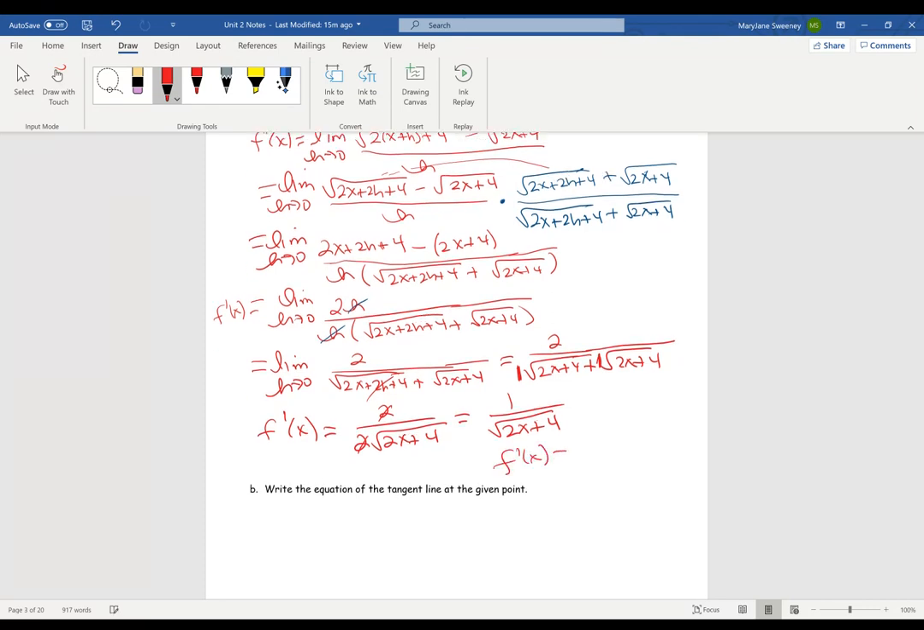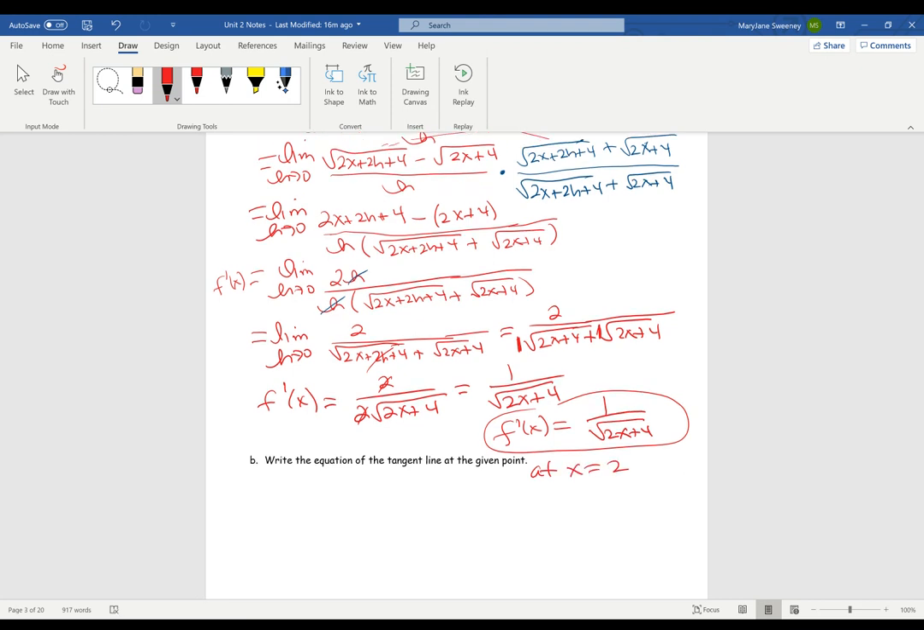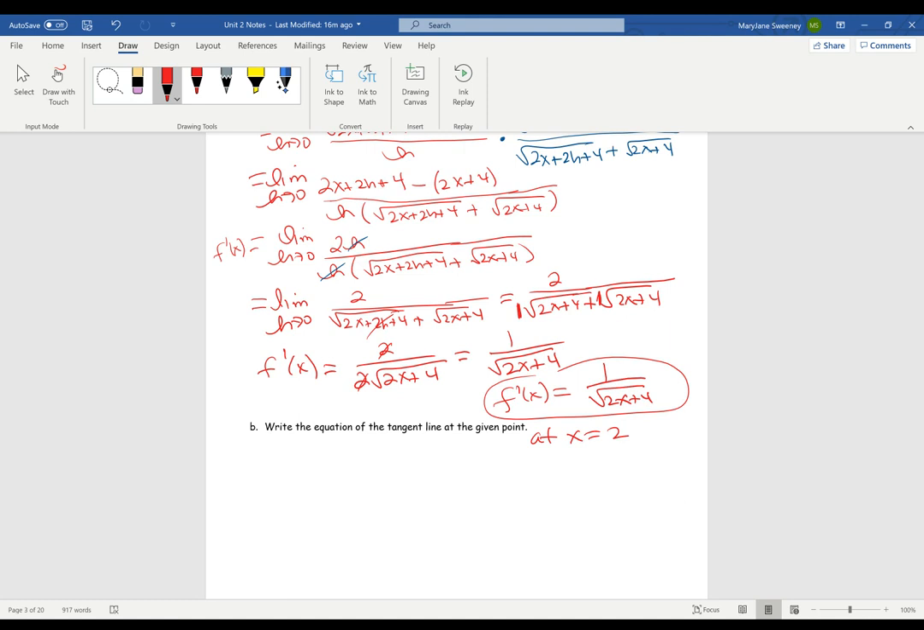So my f prime of x is 1 over square root of 2x plus 4. That's it, simplified. So now the point they had given us at the top, they said at x equals 2. This is different than the last one because the last one gave us the y coordinate. This one is not. It's just telling us when x is 2. So f prime of x is, we know, 1 over the square root of 2x plus 4.